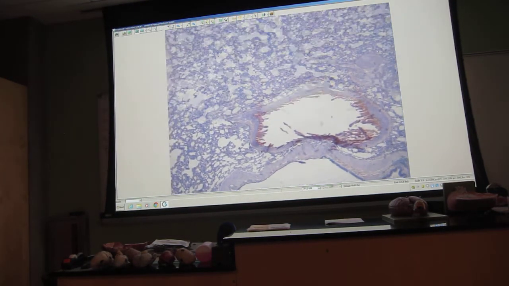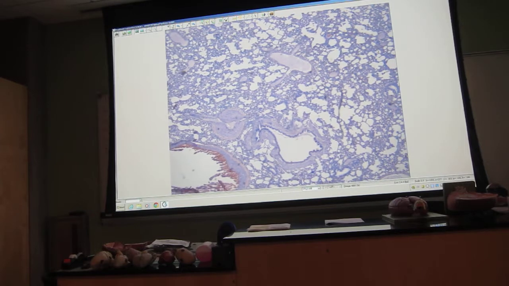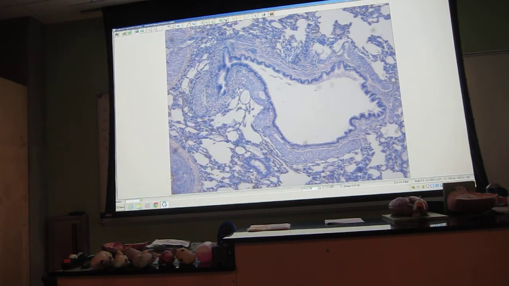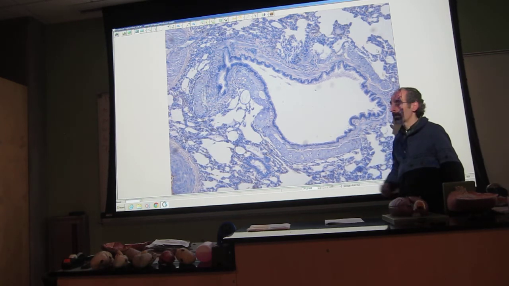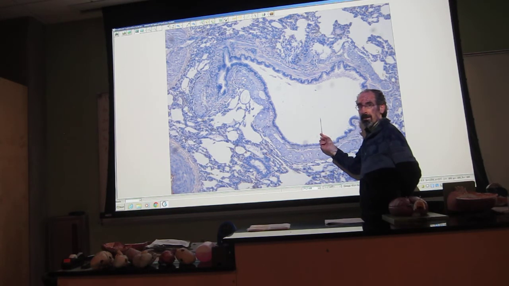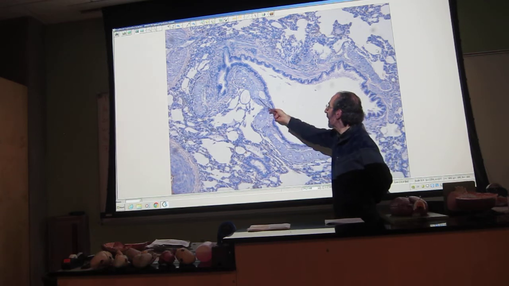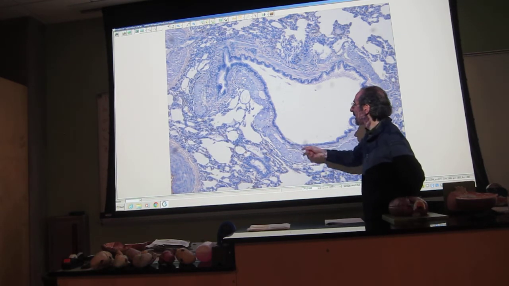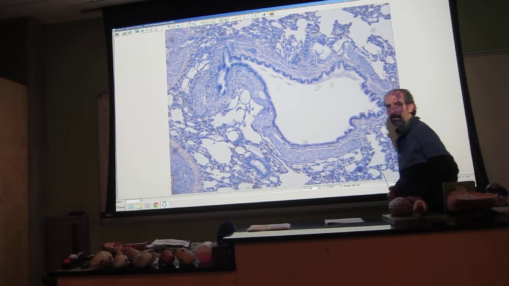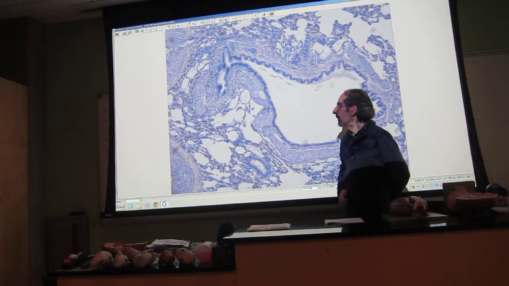Let's see if there are any others that look nice that I can show you. Here's one. What do you think this is? There's a lumen surrounded by pseudostratified epithelium. Is it a bronchus or bronchiole? This would be a bronchus, because here again we can see plates of cartilage. Even if you see just a little bit of cartilage surrounding part of it, we would still call it, for this class, a bronchus.